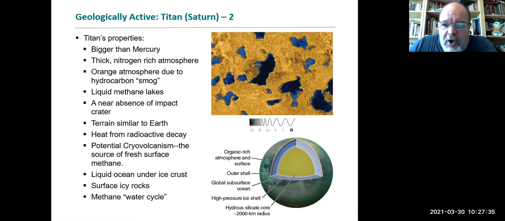bays, if you will, on the surface, as well as, if you look here, we got an organic rich atmosphere and surface, an outer shell, a global subsurface ocean. So notice that's a pretty thick, deep one, a high pressure ice shell, and then a hydrosilicate core. So this is basically like a glass type core. So it's bigger than Mercury.